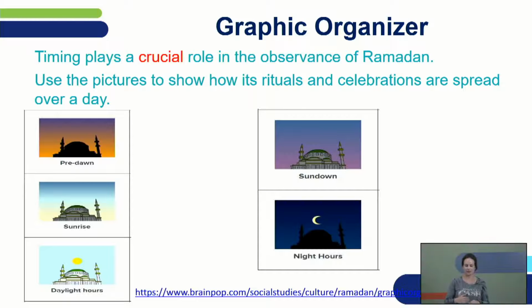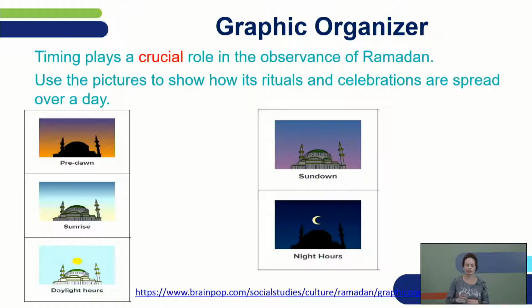This is a graphic organizer, okay? We have different pictures. We have the pre-dawn, okay? Do you guys remember what meal you have at the pre-dawn? We have a picture of sunrise. The sun is starting to come out. Here is during the day, the daylight hours, sundown or sunset, and here are nighttime hours. So timing plays a crucial or very important role in the observance of Ramadan.